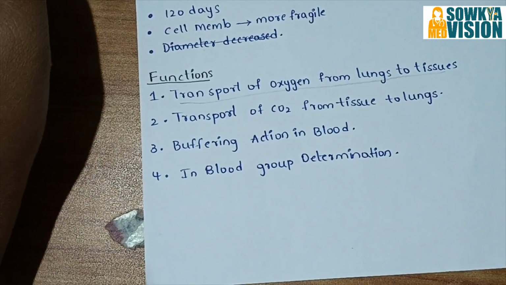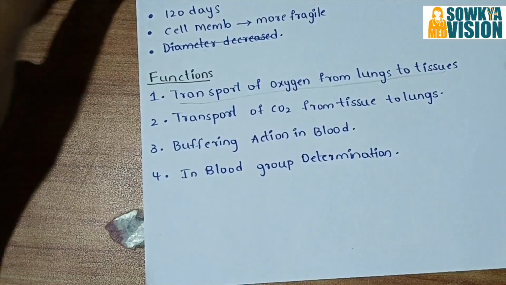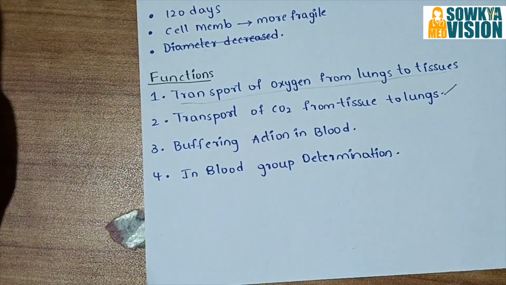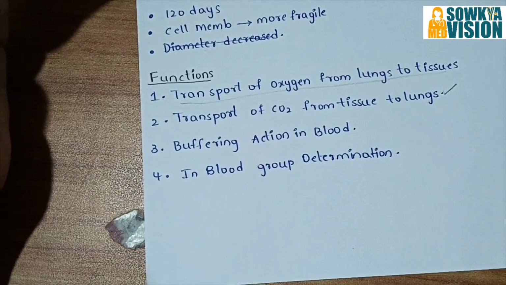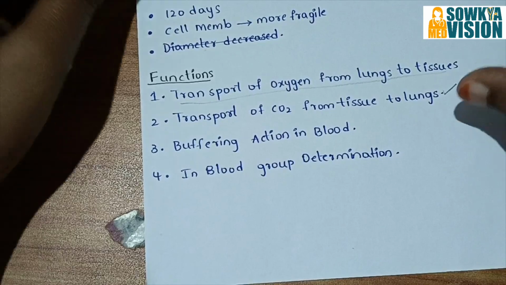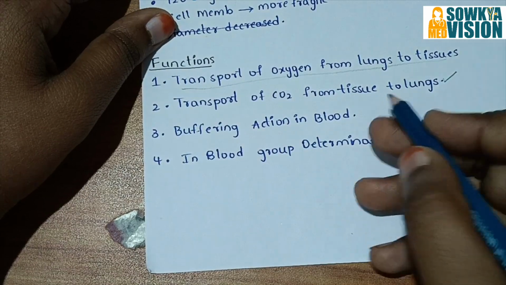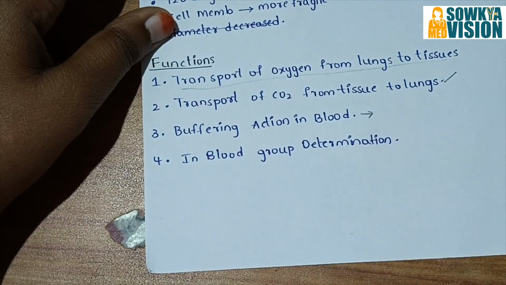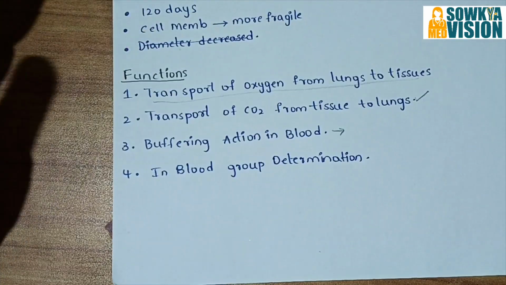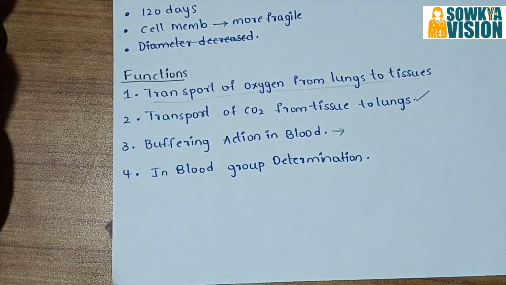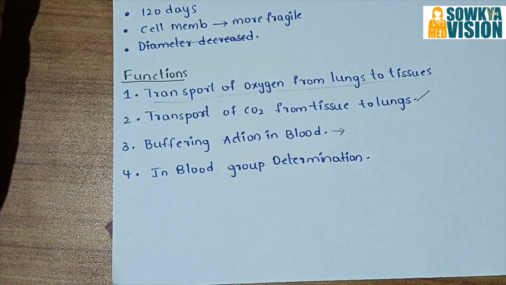Now, what is the second function? It is also involved in the transport of CO2 from tissues to lungs. And the blood also has a buffering action. It plays an important role in buffering action, that is, acid base balance. The RBC are also involved in the determination of blood group.